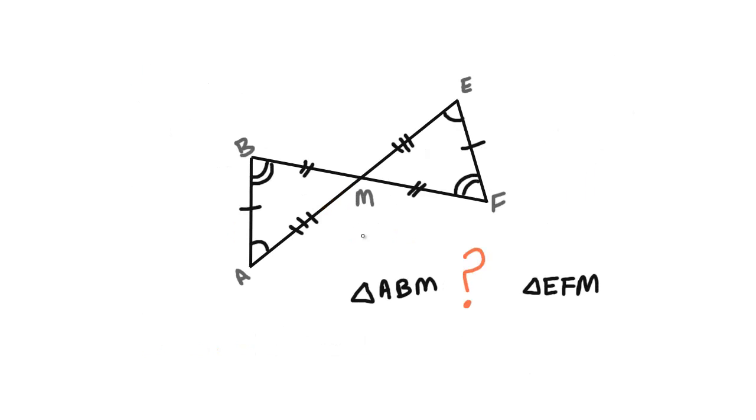Alright, let's take a look at this example. We have this diagram here. And from this diagram, we know that segment AB is congruent to segment EF, and BM is congruent to FM, and AM is congruent to EM. And we know that angle A is congruent to angle E, and angle B is congruent to angle F. So is this enough to compare these two triangles, triangle ABM and triangle EFM? I'll give you a couple of seconds just to think about this.